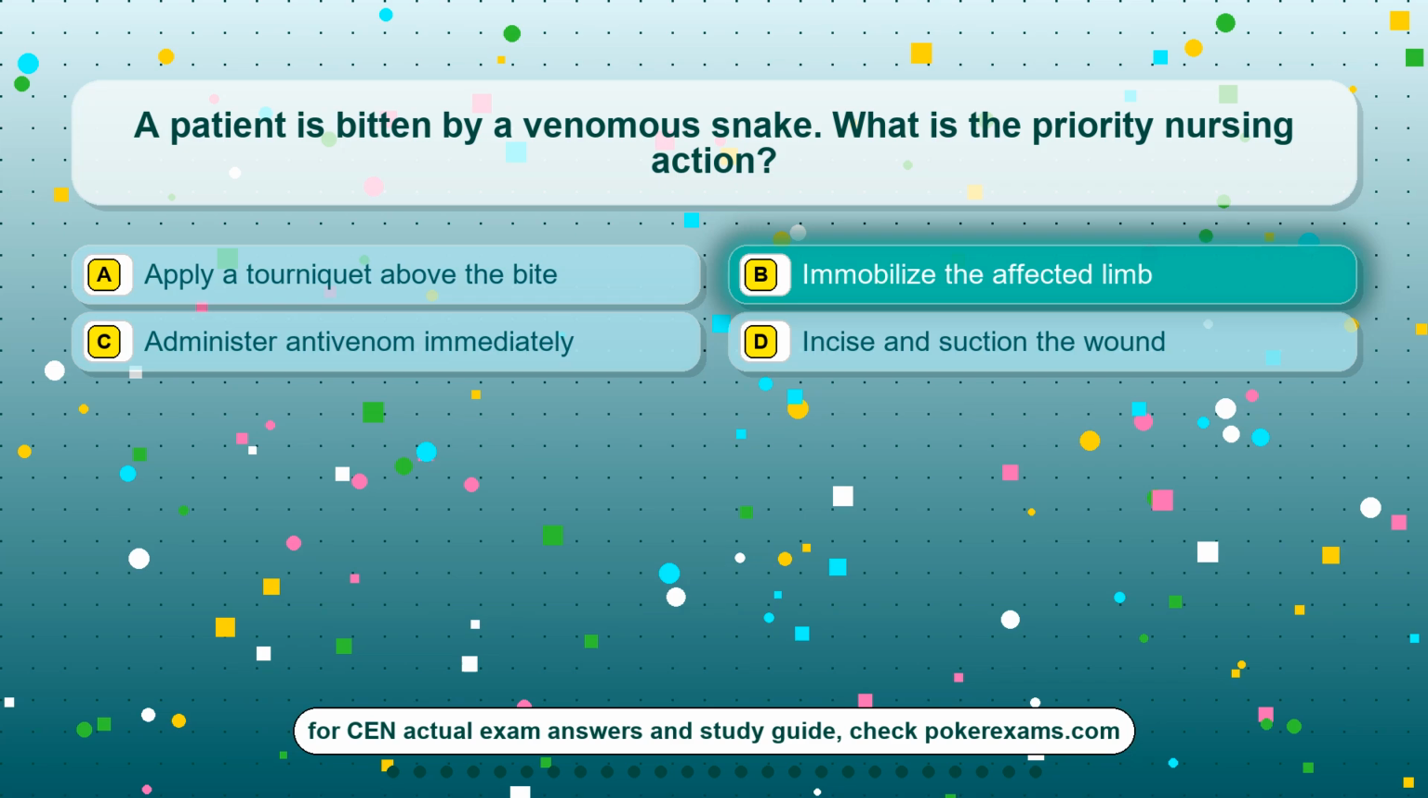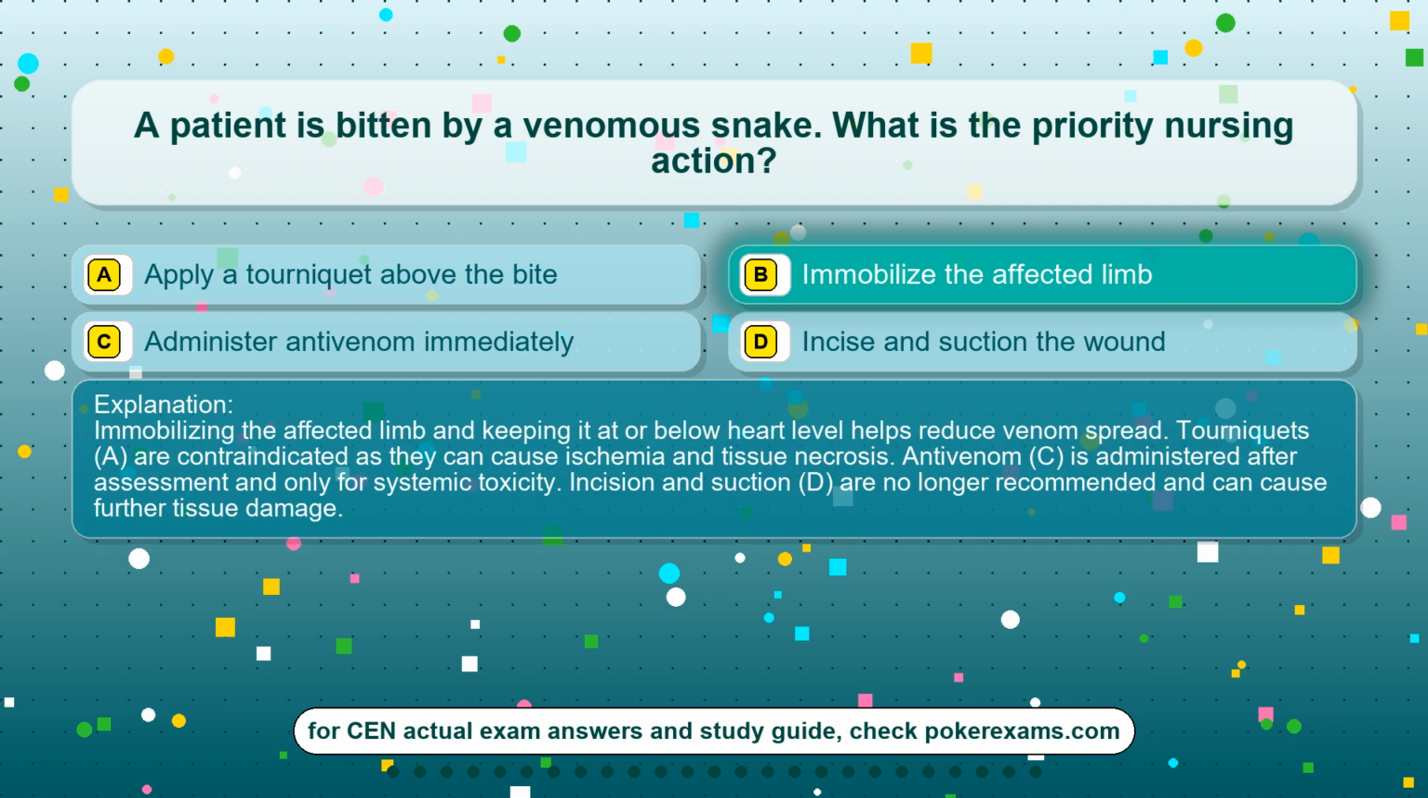The correct answer is option B, immobilize the affected limb. Immobilizing the affected limb and keeping it at or below heart level helps reduce venom spread. Tourniquets, A, are contraindicated as they can cause ischemia and tissue necrosis. Antivenom, C, is administered after assessment and only for systemic toxicity. Incision and suction, D, are no longer recommended and can cause further tissue damage.